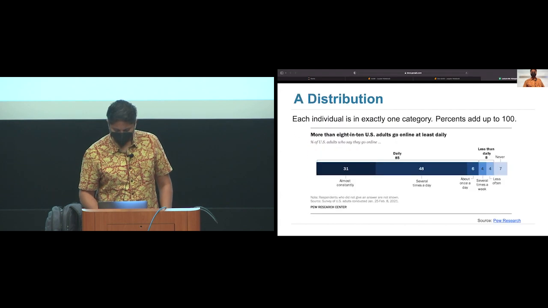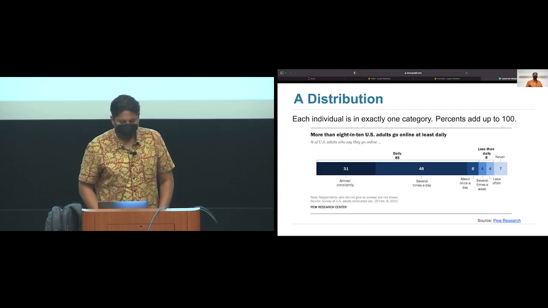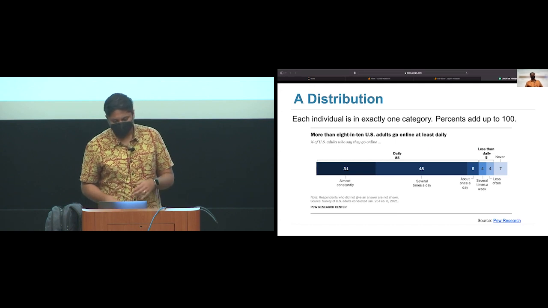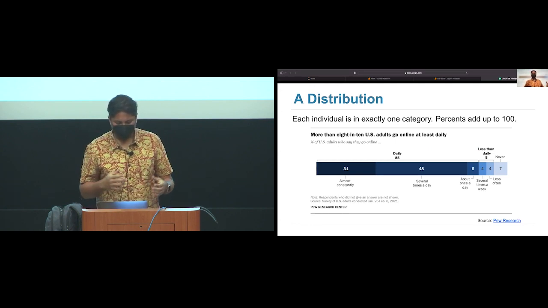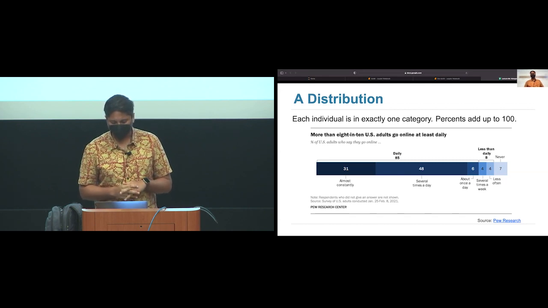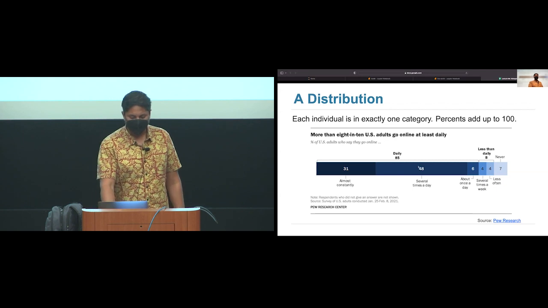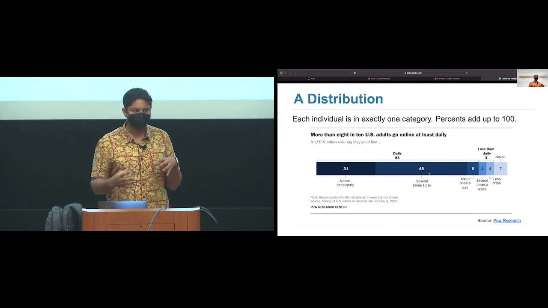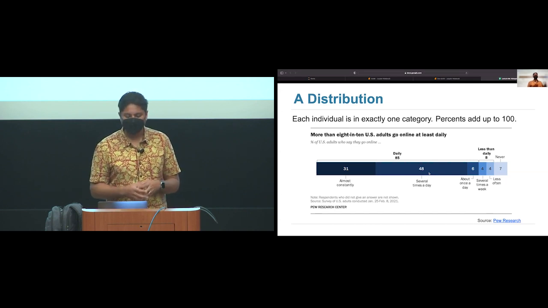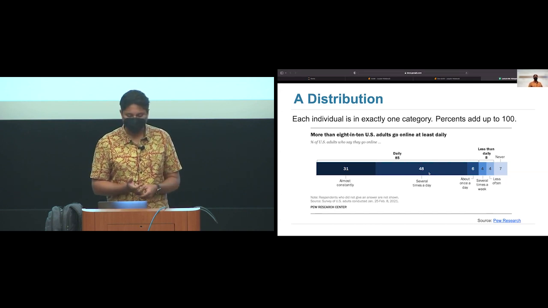Cool. So a few examples here. This is a survey question where they asked adults how often they go online, daily versus less than daily. You can see that there are these different responses that are possible. And this is giving you a sense of what proportion of the respondents are in each of these different categories. So this is actually a visualization of a categorical distribution.